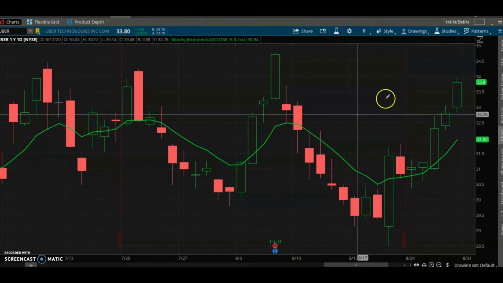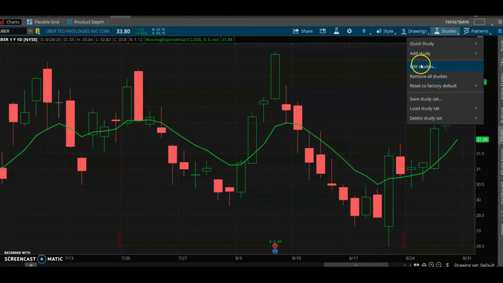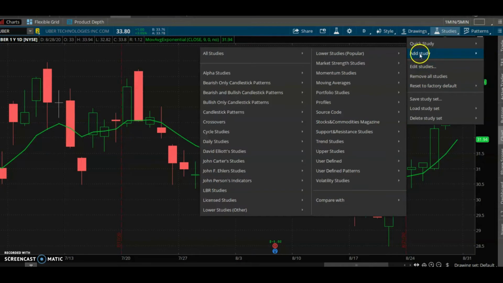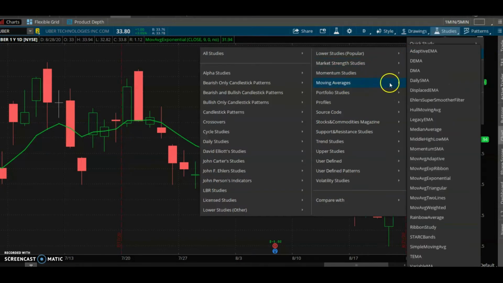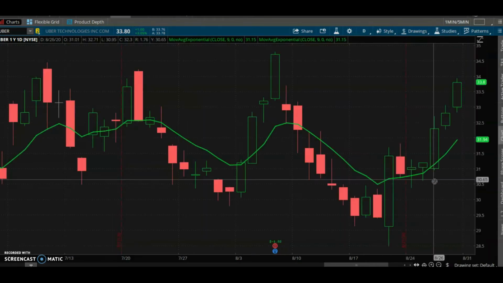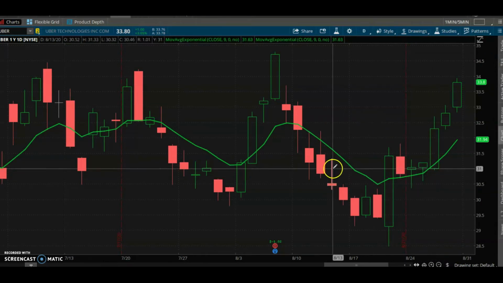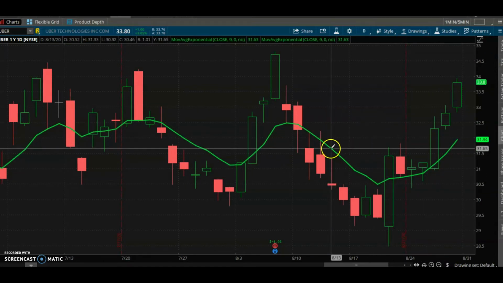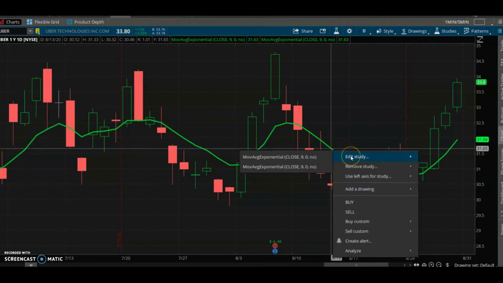I'll add it twice because I want 2 moving averages. And for me, I like to use the exponential moving average rather than the simple moving average. So I'll click on the exponential moving average. Now when I highlight this green line, it actually has 2 moving averages. They're superimposed over each other because the moving averages are identical.